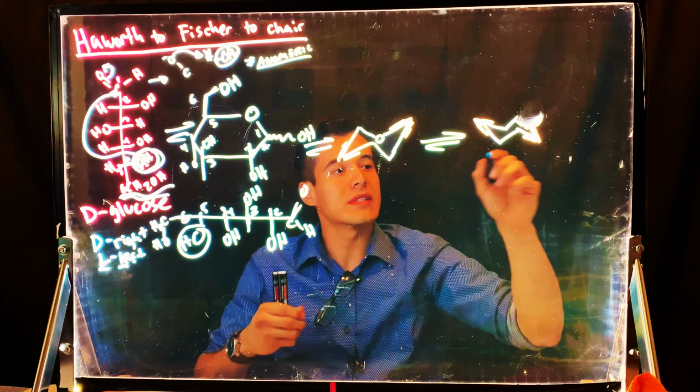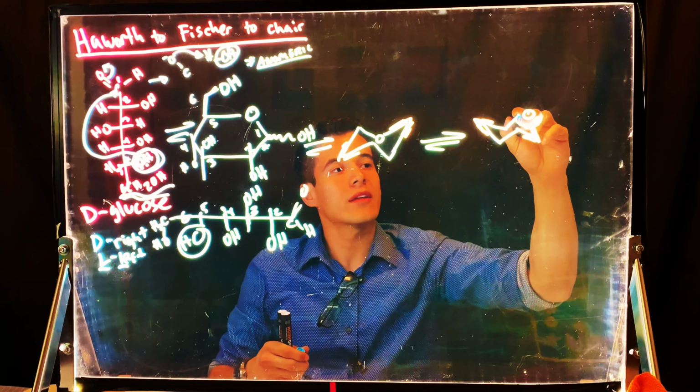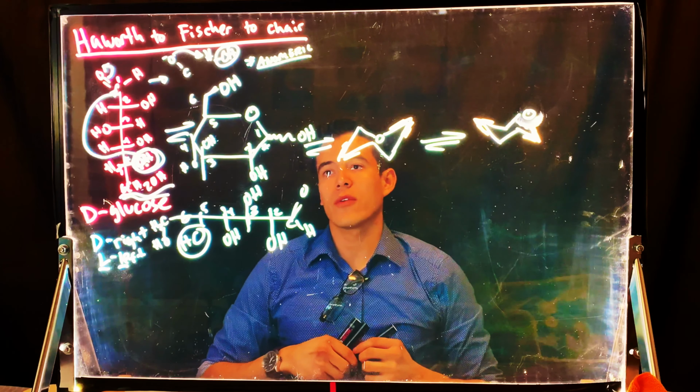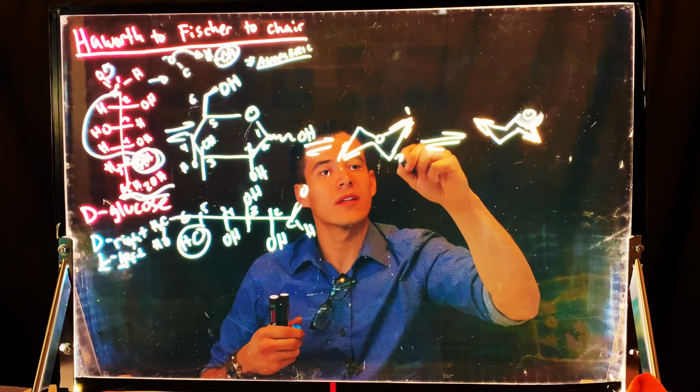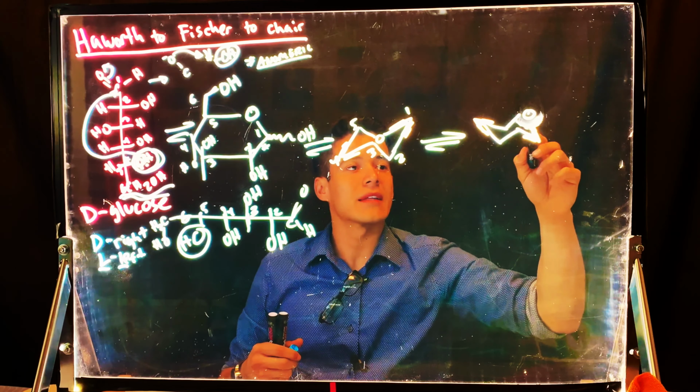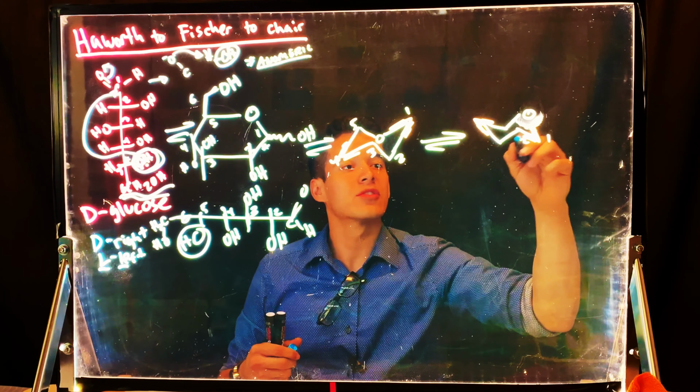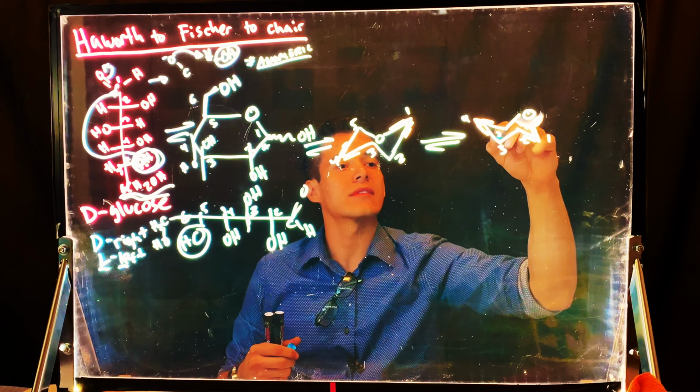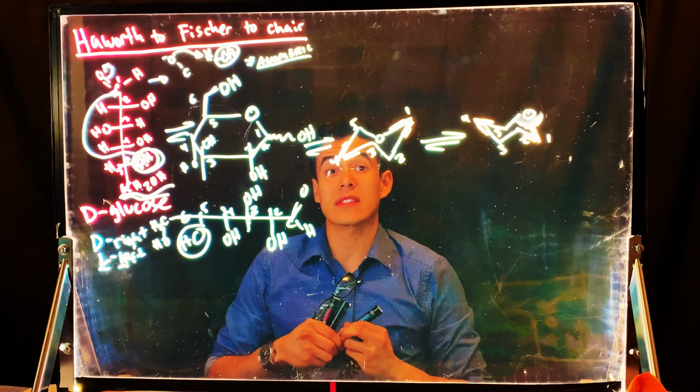That O group is now going to be right here. So if I numbered my carbons as 1, 2, 3, 4, and 5, and here I have 1, 2, 3, 4, and 5, we can now look at the substituents.